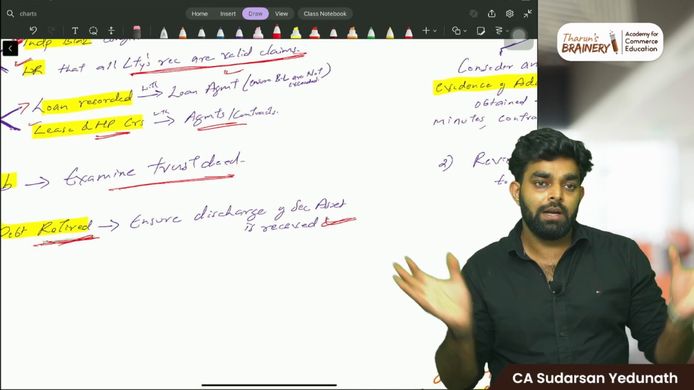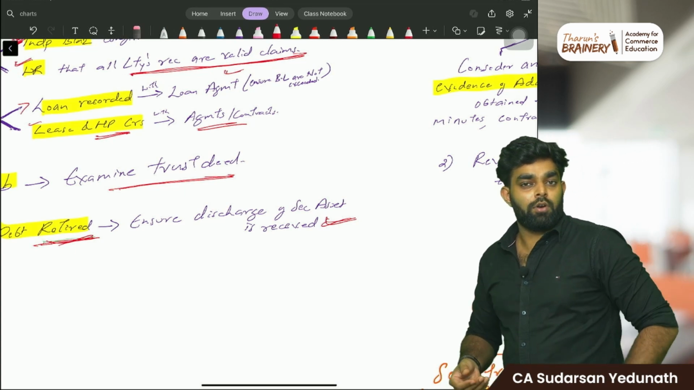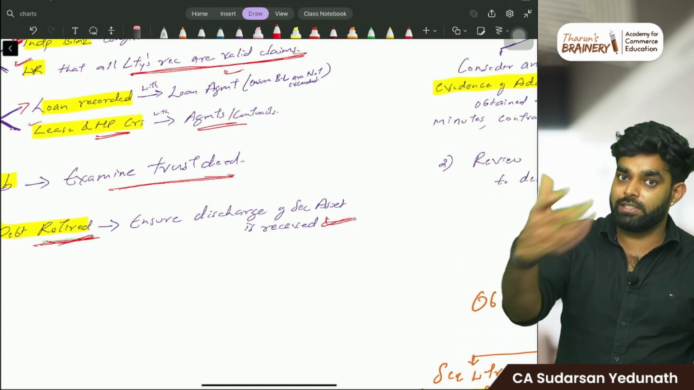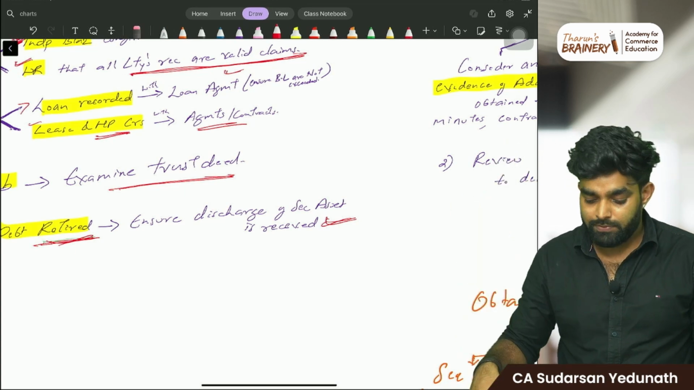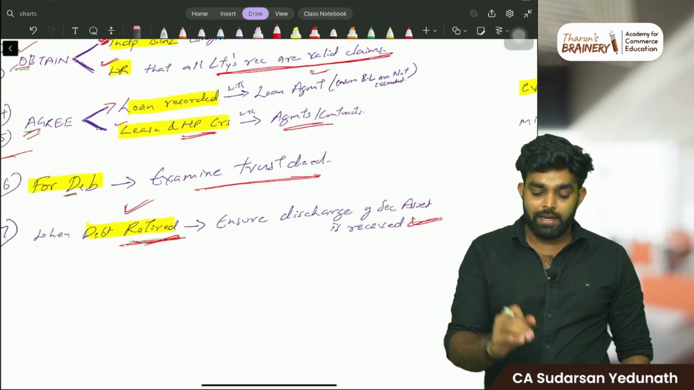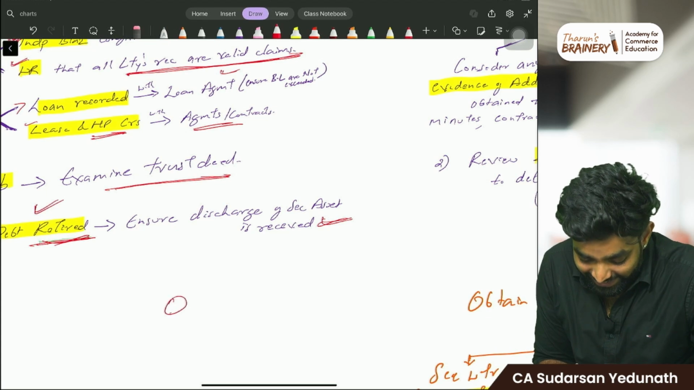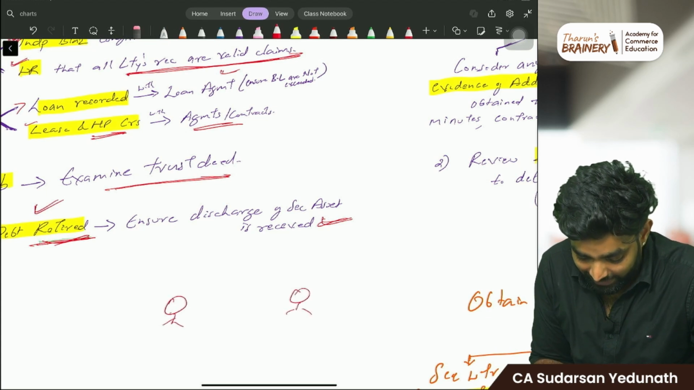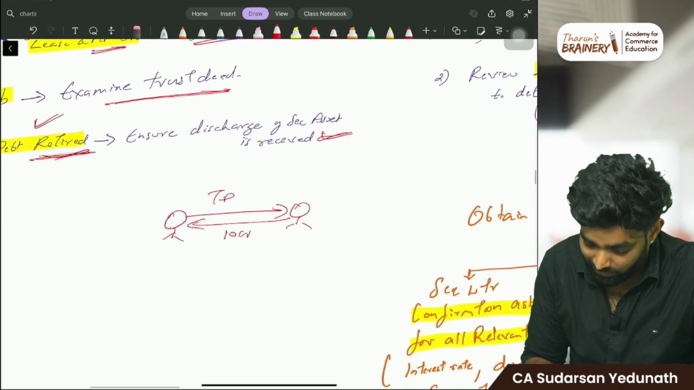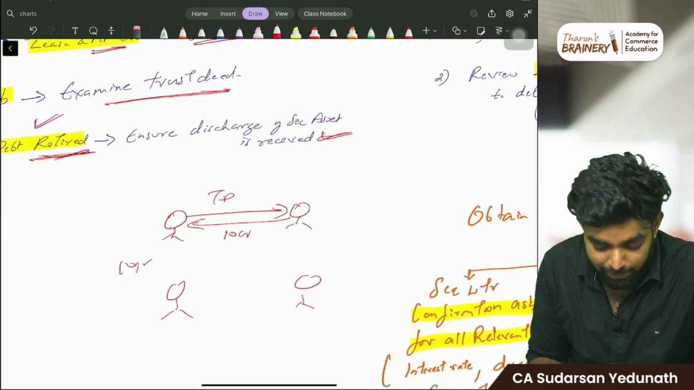So the company had a building, and the company gave the title deed of that building to the bank as security for a loan. When the loan is finished, the debt is retired. This is the company, this is the bank. The company gave the title deeds and got 10 crore rupees. After 10 years, the company paid the entire money.